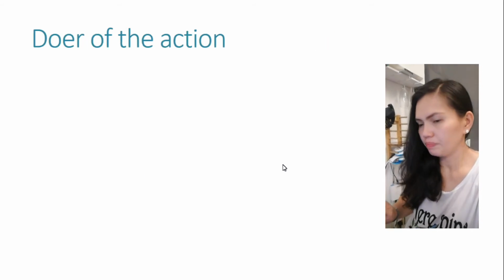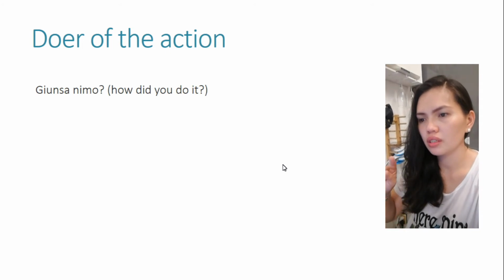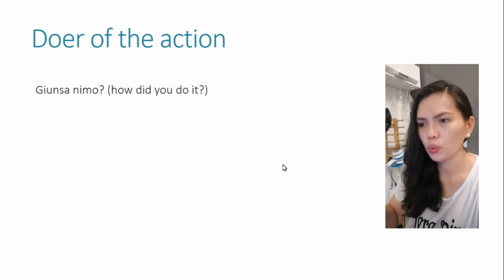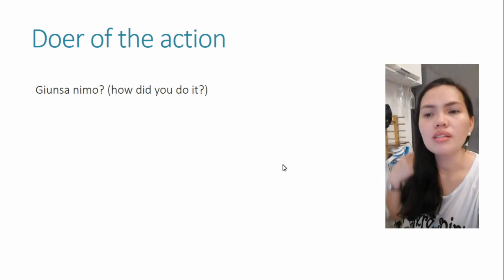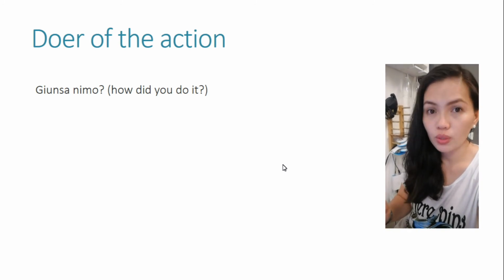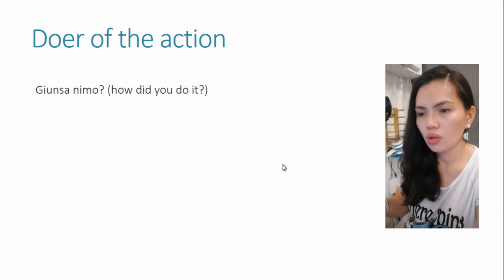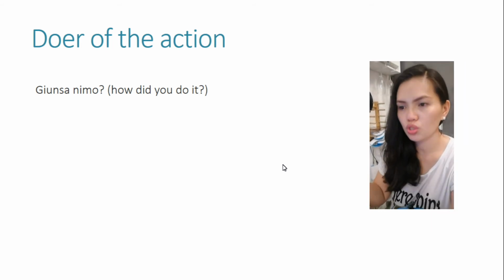Okay. Now, if you use nimo, if it's the doer of the action. Okay, the person is a doer of the action. Okay, we have this. One example is gi-unsa nimo. Gi-unsa nimo. In English, how did you do it? Giunsa nimo, how did you do it?